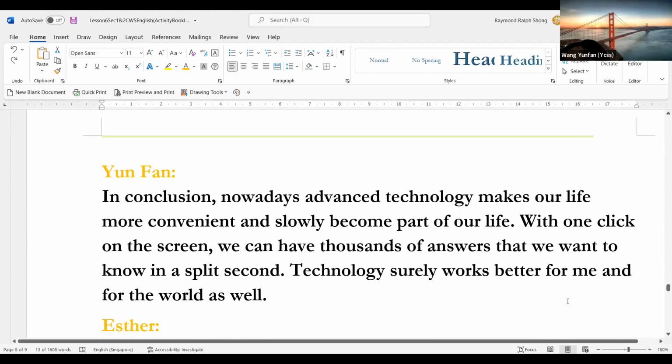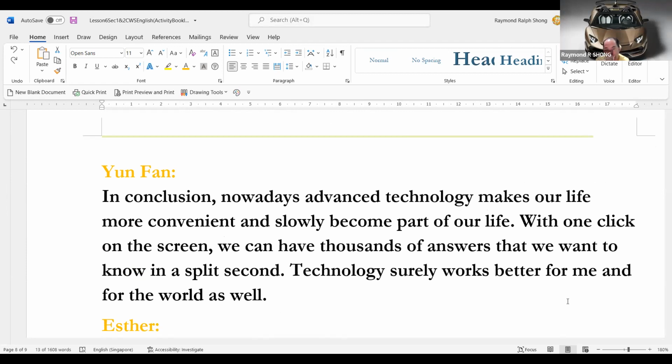In conclusion, nowadays, advanced technology makes our life more convenient and slowly becomes part of our life. With one click on the screen, we can have thousands of answers that we want to know in a split second. Technology surely works better for me and for the world as well. So instead of it makes our life more convenient and slowly become part and parcel. Okay, write down, Yufan: part and parcel of our lives.